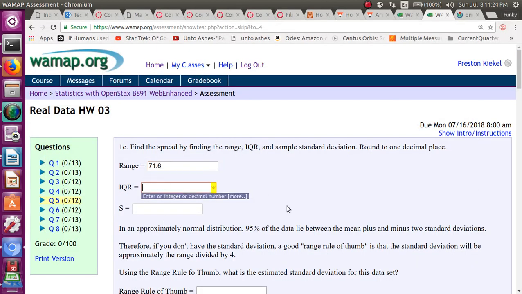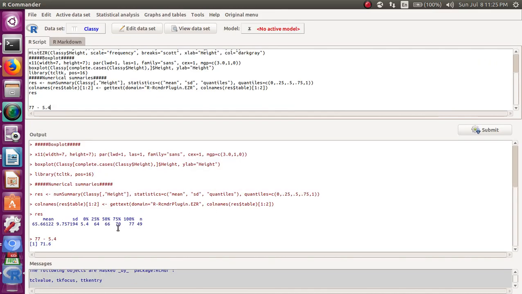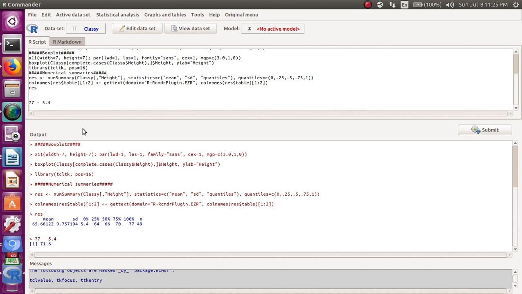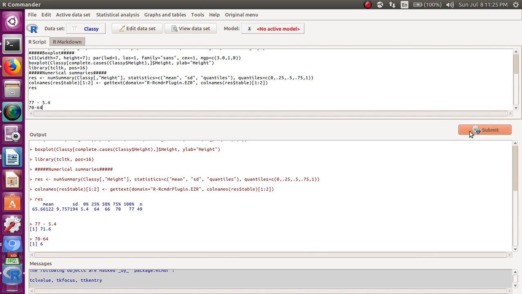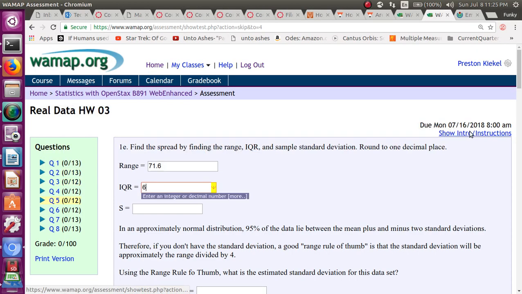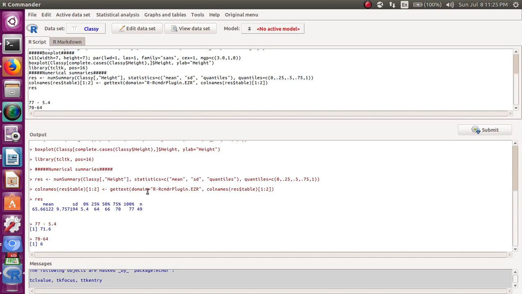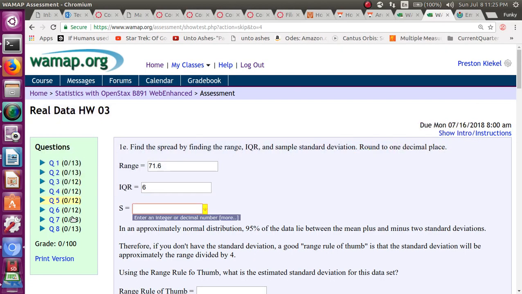The IQR, or interquartile range, is Q3, the third quartile, 75th percentile, minus Q1, the first quartile, 25th percentile. That's 70 minus 64, which of course is 6. So the IQR is 6. The sample standard deviation is given as 9.757. Rounded to one place, that is 9.8.